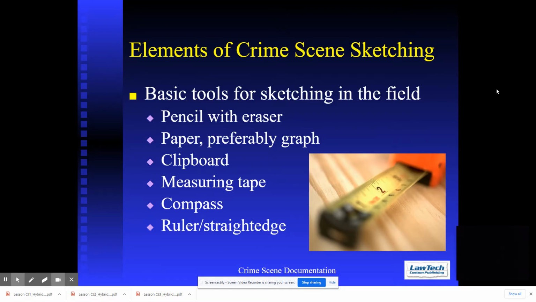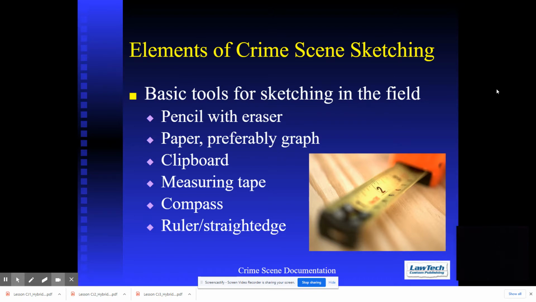So some kind of paper, preferably graph paper. Some people like to just have a blank slate to work with, and if you're the completely clear paper kind of person, that's great. But the benefit of graph paper is it's already set up in quarter-inch squares, and most of our scales are going to be quarter-inch equals 1 foot. So the graph paper actually helps you maintain your scale even on your rough sketch.